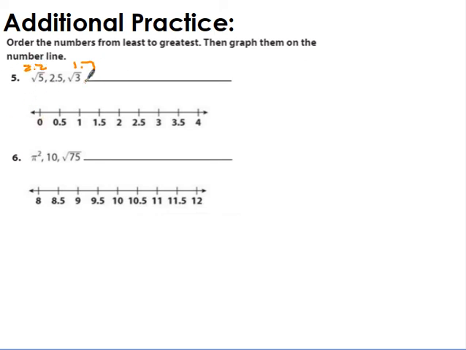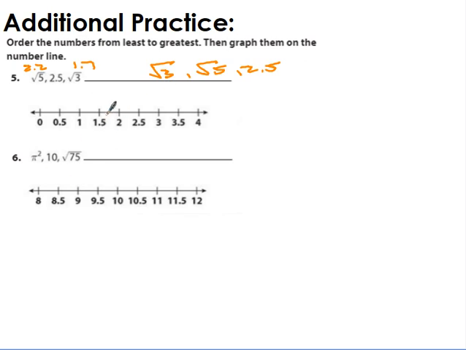So I already have my three values to order from least to greatest. So I'm going to rewrite them in order from least to greatest because it's asking us to do that right here. And I'm going to use my original values. So we know the least, because 1.7 is less than 2.2, is square root of 3, then square root of 5, then 2.5. Those are my numbers in order from least to greatest.